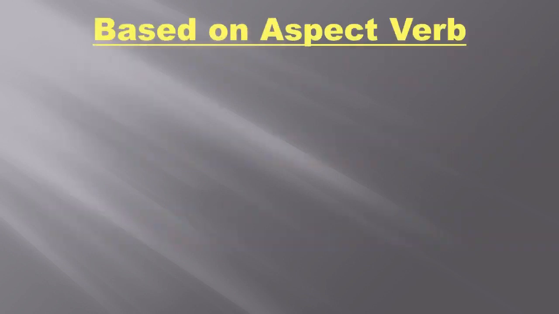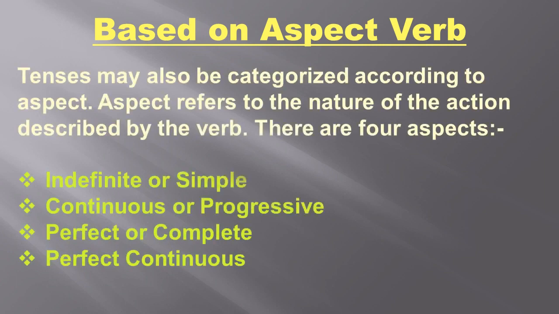Based on aspect of verb, tenses may also be categorized according to aspect. Now, what is aspect? Aspect refers to the nature of the action described by the verb. There are four aspects: indefinite or simple, continuous or progressive, perfect or complete, and perfect continuous.